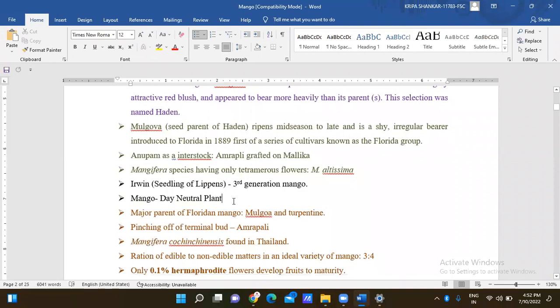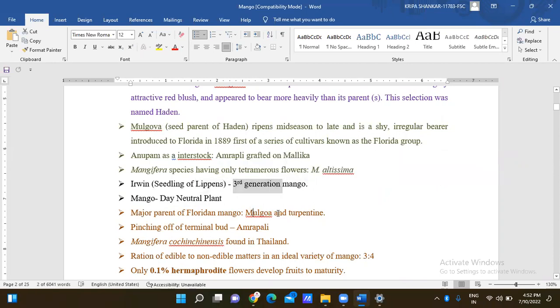When we appeared for JRF 2018, in the online computer based exam, there was one question: what is the photoperiodic status of the mango? Is it short day, long day, or day neutral? So mango is a day neutral plant. Next, Irwin is a seedling of Lupins and comes under the third generation mango.